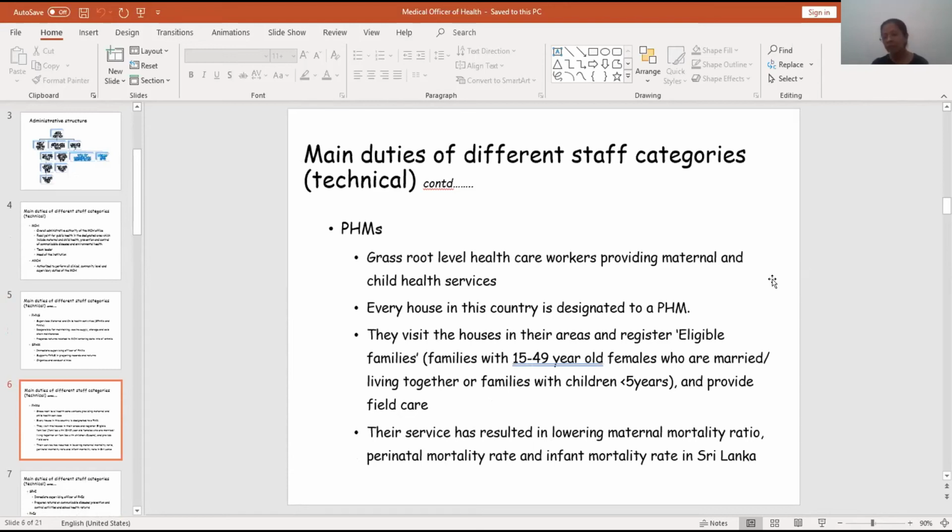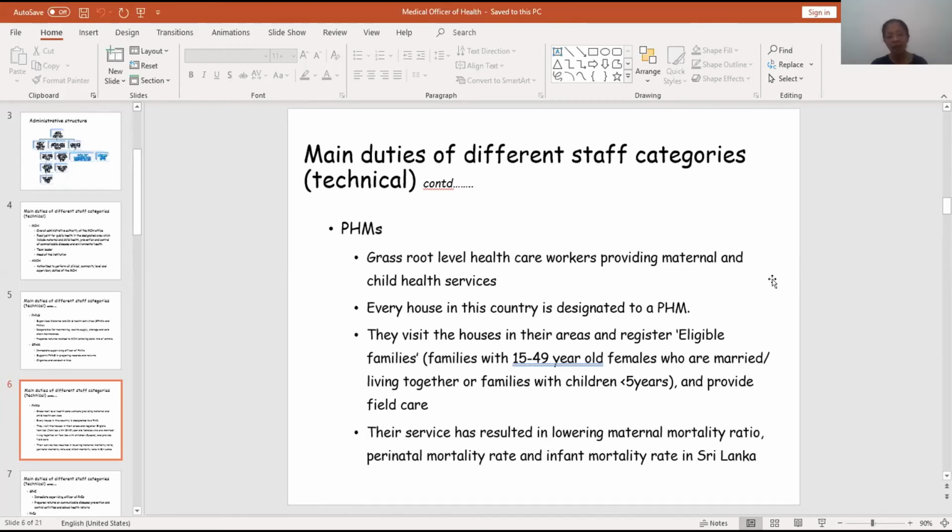They are the most important people in the MOH office because they are the grassroots level workers who go to the doorstep of the people, find out their problems, and deliver services at their doorstep. So one PHM is allocated for 5,000 population according to the extent of the area. In urban areas, usually one PHM is allocated for 5,000 population, but in rural areas, it may be 3,000 population. So every house in this country is designated to a PHM.